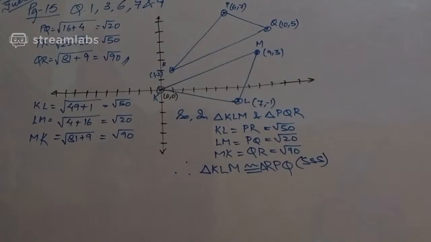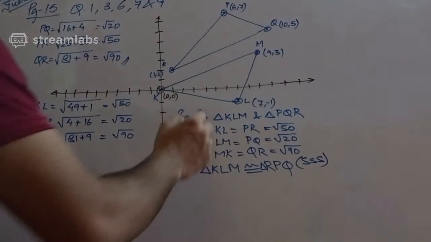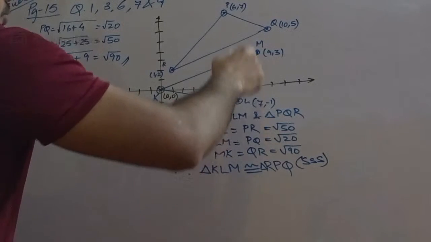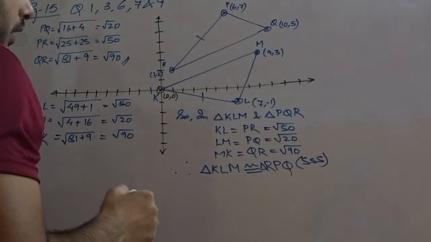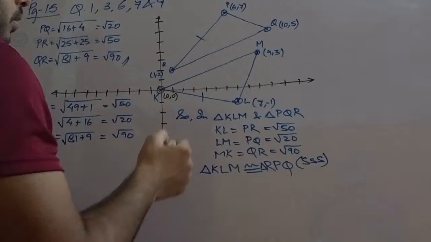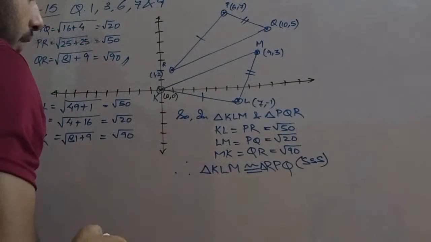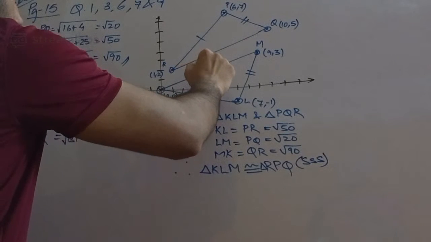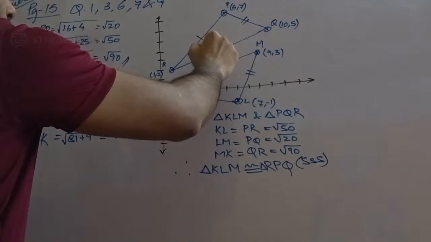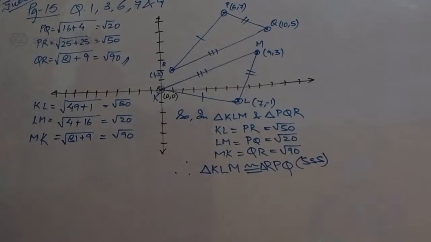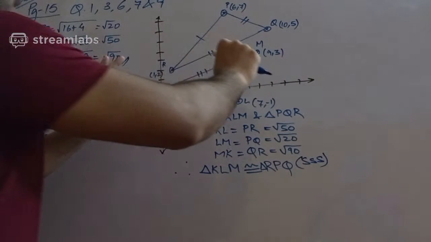All right. Now what is next? How is the second triangle formed? Then I can say which sides are equal. Let's just mention it in the figure as well. KL is equal to PR. LM is equal to PQ, and MK is equal to QR. All right. Fine.